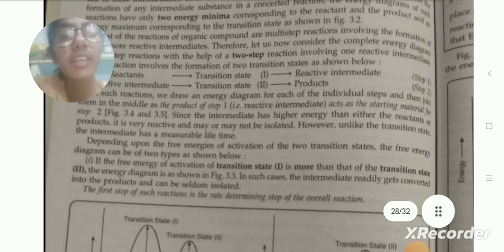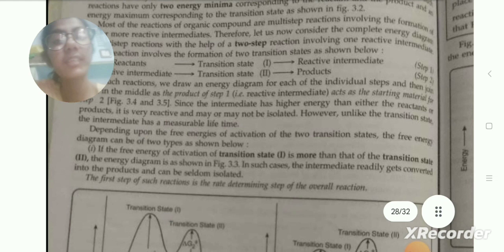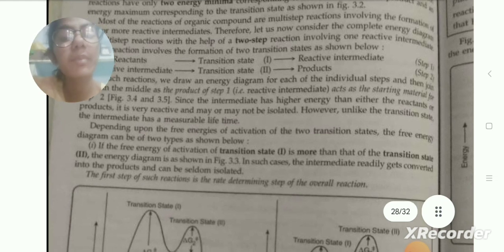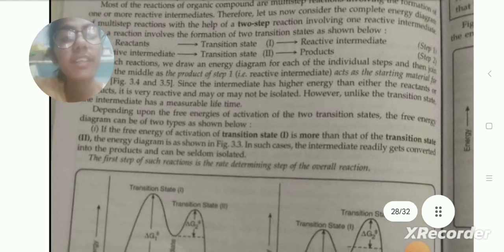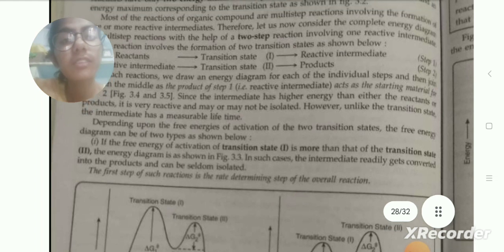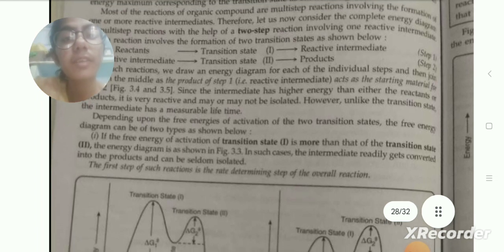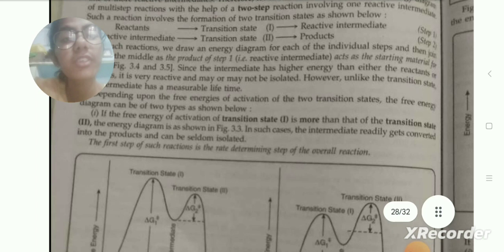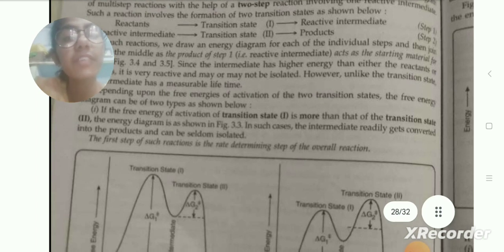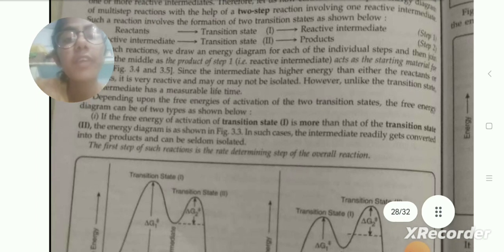Since the intermediate has a high energy, the reactant and the product are reactive and may be isolated. However, unlike the transition state, an intermediate has a finite lifetime, and depending upon the activation energy barrier, the free energy diagram can be of two types.